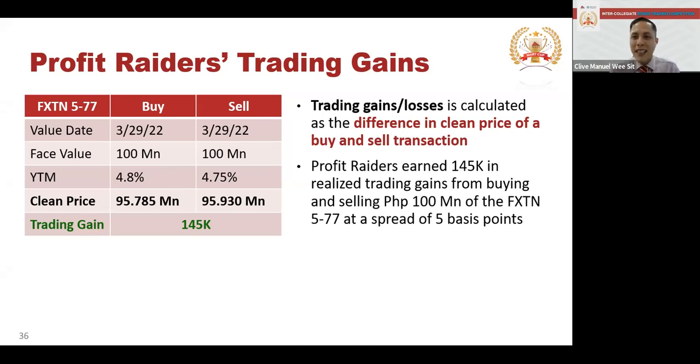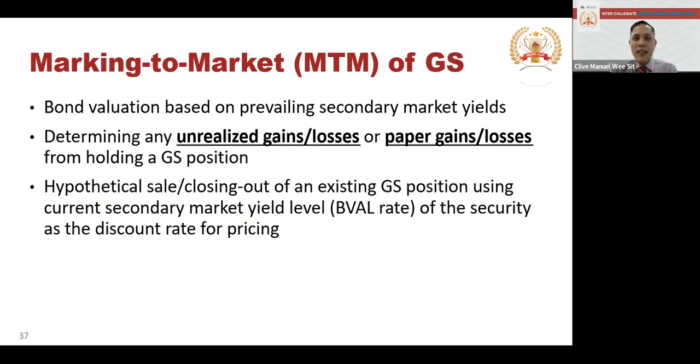Now, what happens is on a daily basis, once you establish a buy position on a government security, if you do not sell this security and you hold on to it in your books, your security is marked to market, MTM. Mark to market is a process by which you value your existing bond holdings using prevailing secondary market yields. It is a process by which you determine how much your unrealized gains or losses are, or in other words, your paper gains or losses from holding on to a GS position.